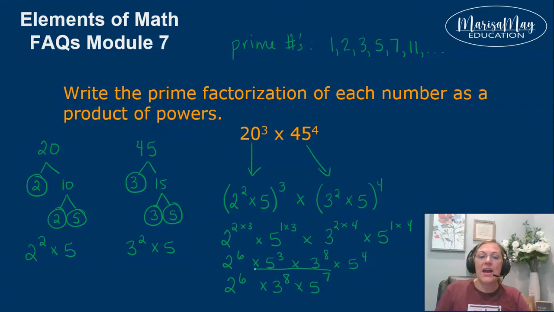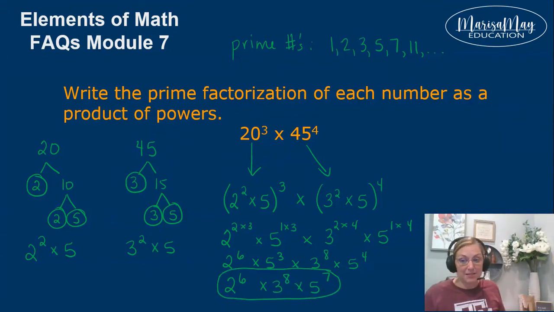And now I have reduced my original problem down to its prime factorization, which notice the 2, the 3, and the 5 are all prime numbers. So I know that I'm done.